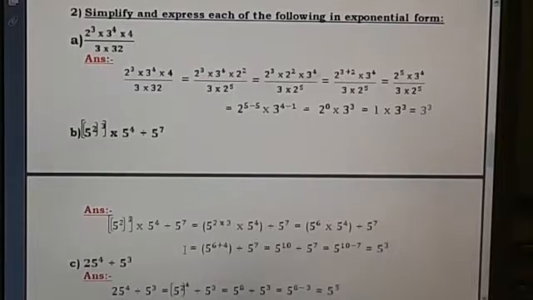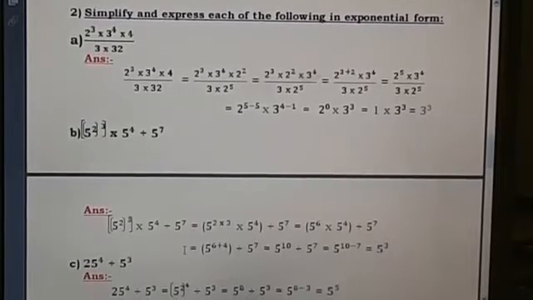Okay. Next, come to base 3. 3 to the power 4. This 3, a whole number, we consider as power 1. So 4 minus 1, 3 will come. So 1 into 3 to the power 3. Multiplying with 1, the same answer will come. So 3 to the power 3, that is the answer.